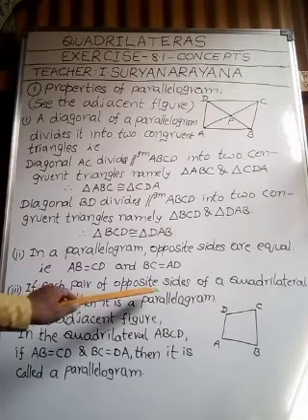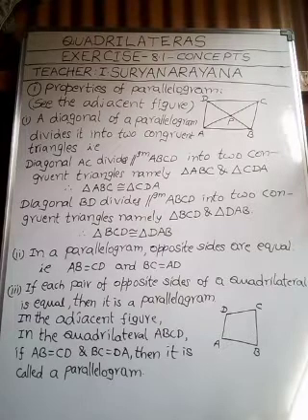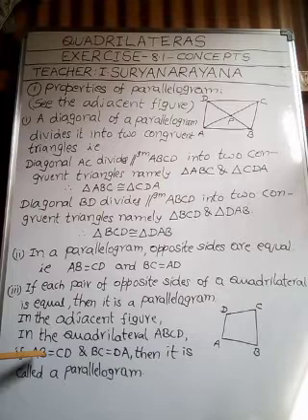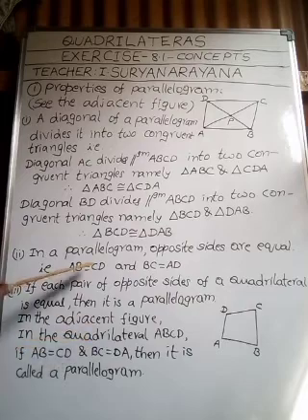If each pair of opposite sides of a quadrilateral is equal, then it is a parallelogram. Sometimes you have to prove that a quadrilateral is a parallelogram. If you want to prove this based on the sides, then you have to prove this statement: each pair of opposite sides of the quadrilateral is equal. Then automatically the quadrilateral is said to be a parallelogram. This is just the converse of the previous point.